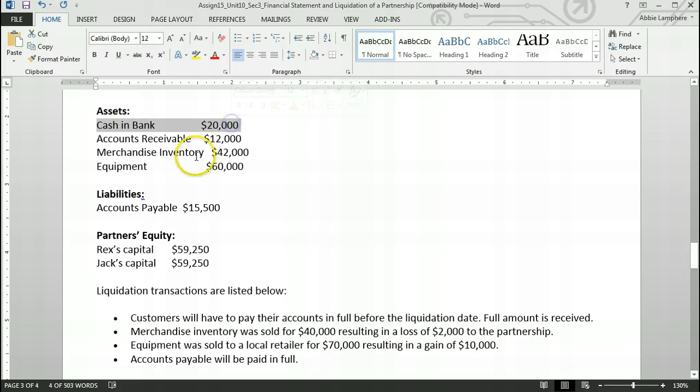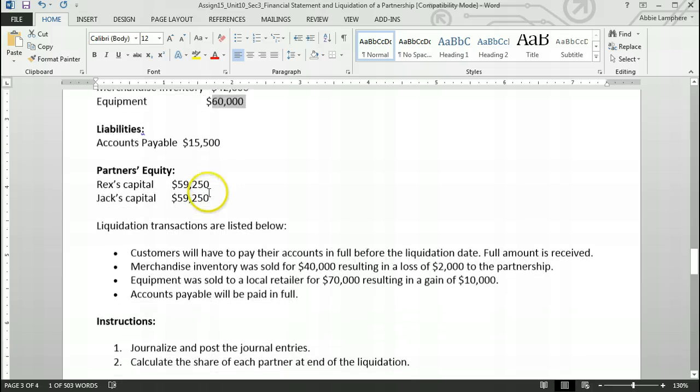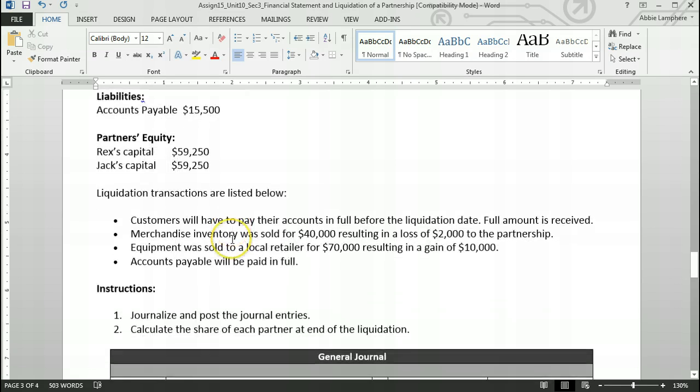We have cash in bank, $20,000. We have $12,000 of accounts receivable, $42,000 of inventory, and $60,000 of equipment. Our accounts payable, the money that we owe to different creditors, is $15,500, and we currently have even balances in both of our capital accounts of $59,250.